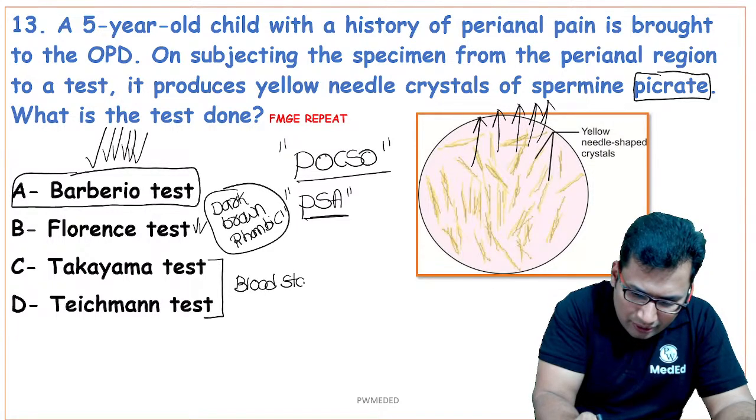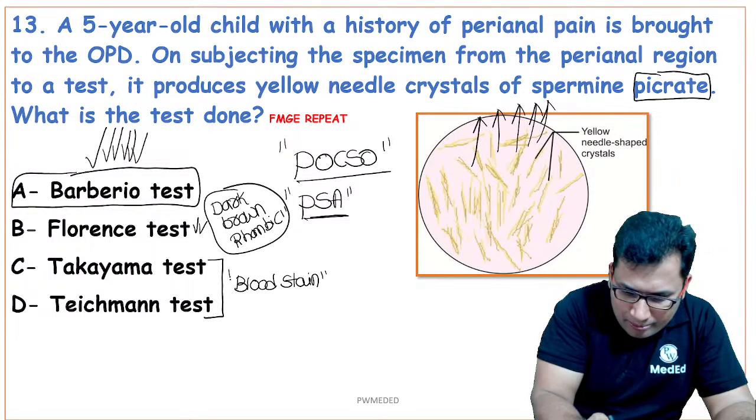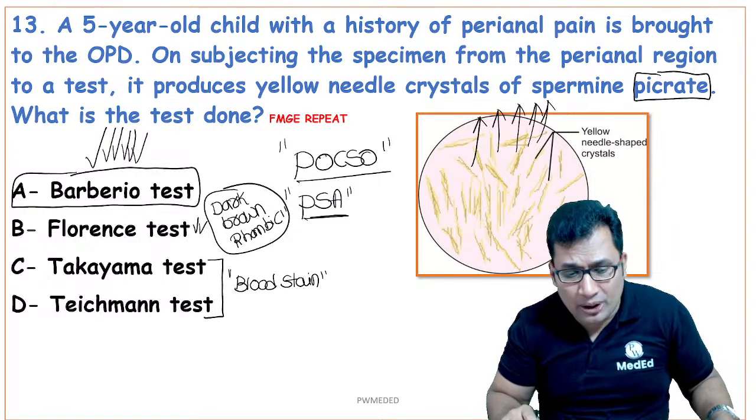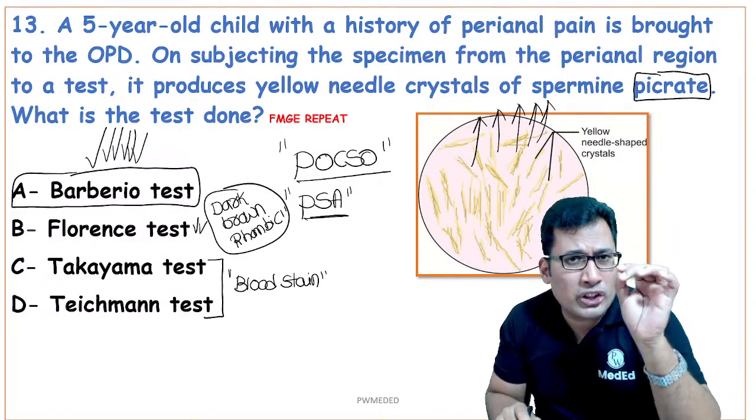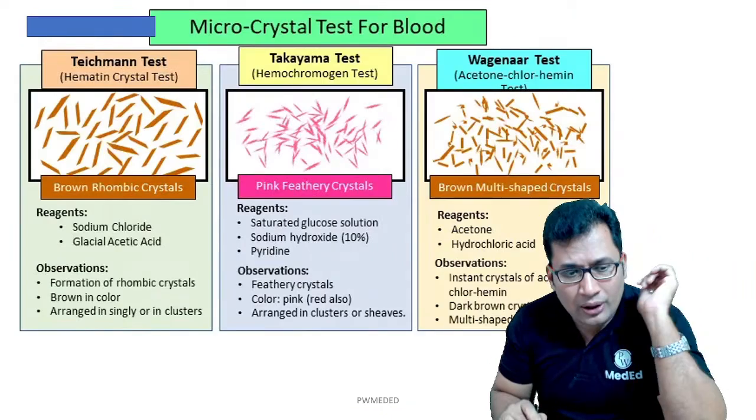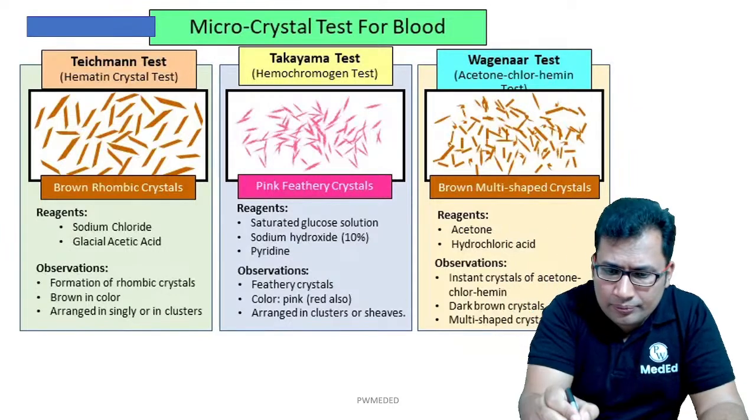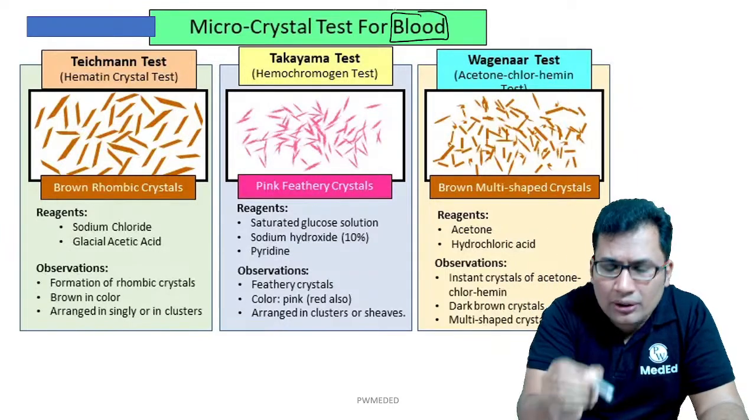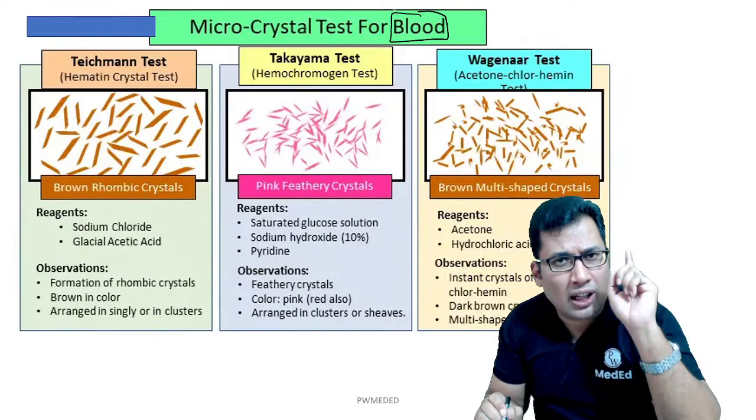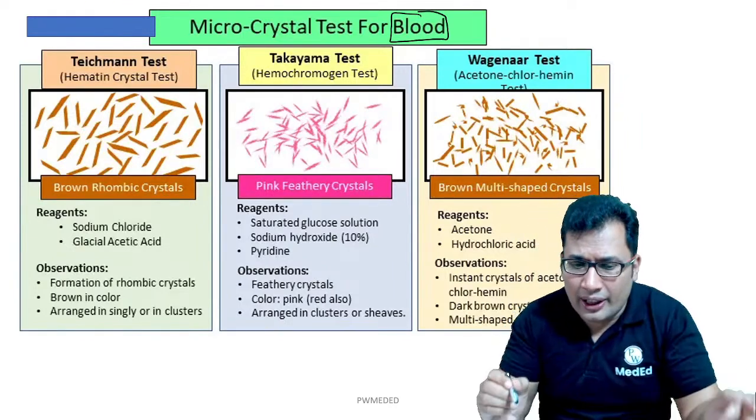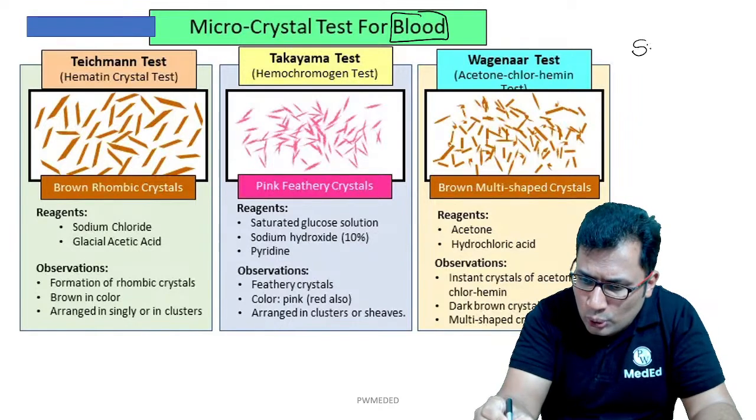Blood stain. These two are very commonly asked. They are basically confirmatory tests for blood stain. Let me discuss a few points about Takayama and Teichmann. So there are four tests for blood. What are the four tests? Takayama test, Teichmann test, Wagenaar test. One more is spectroscopic examination.